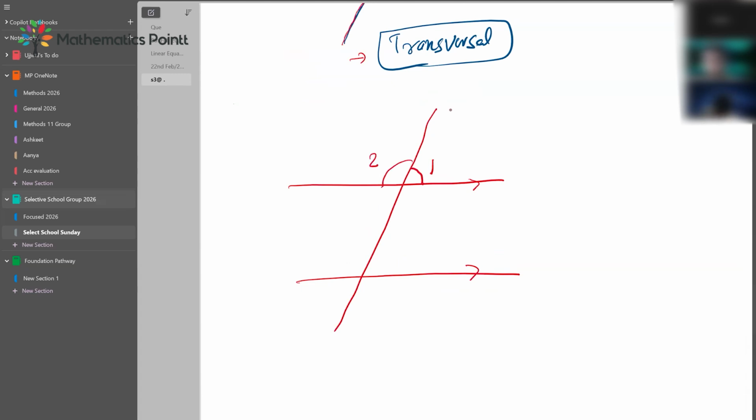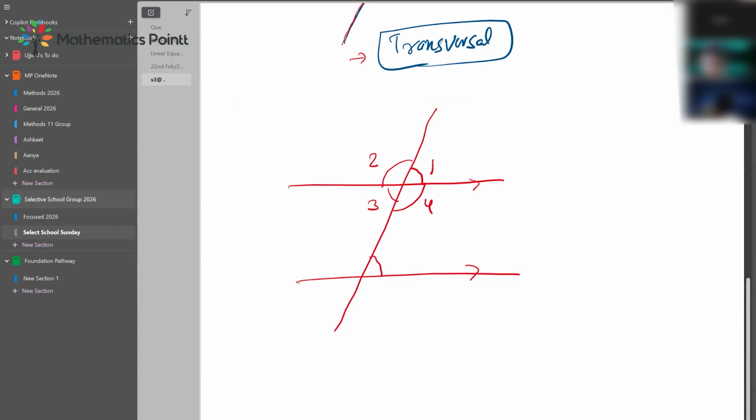If you're making notes, please do. It is a very important topic. Angle 2. You can write any numbers anywhere, but if you want to be with me, wherever I'm writing, just write it down. Keep writing it down the way I'm doing it.